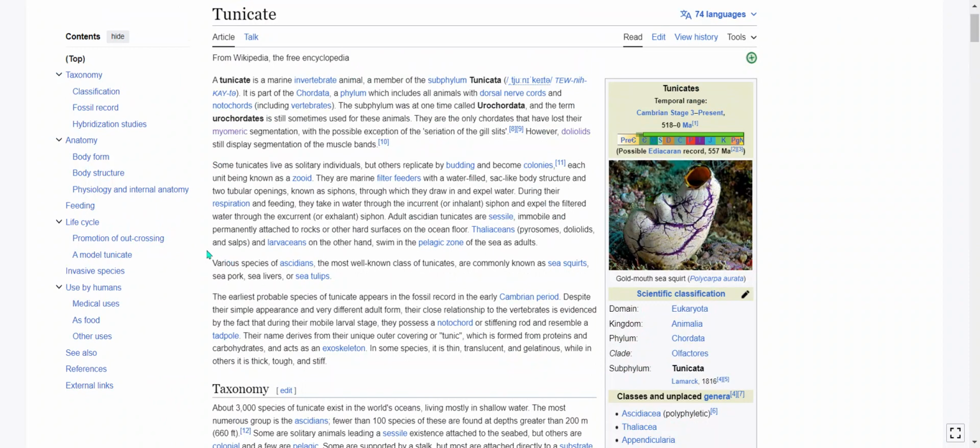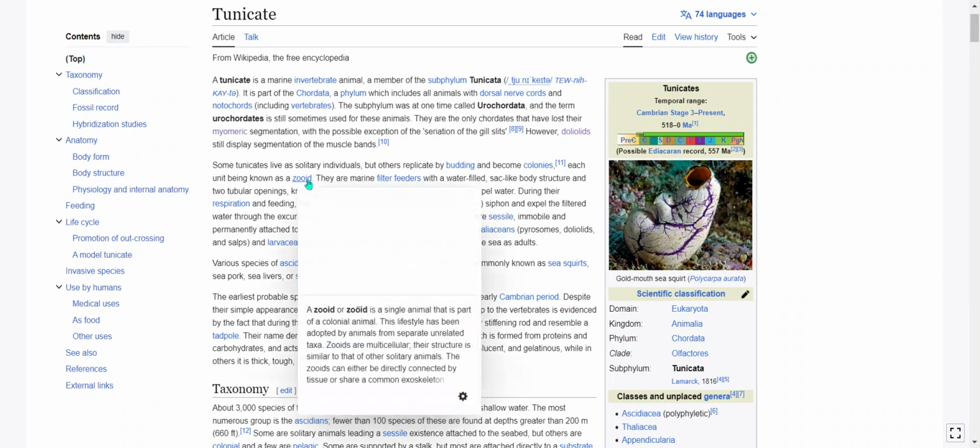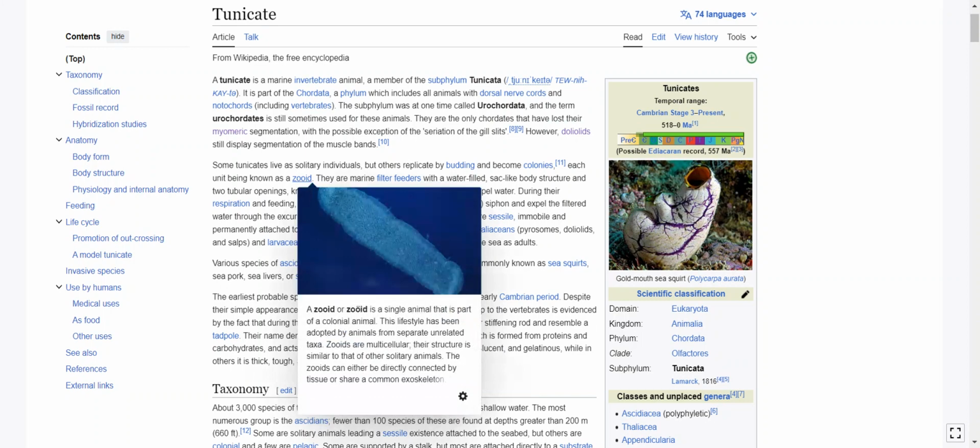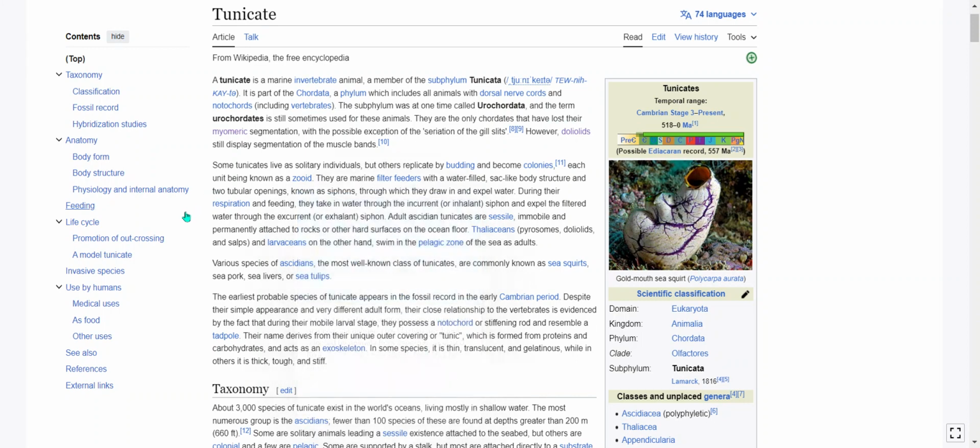Some tunicates live as solitary individuals, but others replicate by budding or become colonies, each unit being known as a zooid. I hope I say that right. A zooid is a single animal that is part of a colonial animal. The lifestyle has been adopted by animals from separate, unrelated taxa. Okay, we're not getting too far into that either. They are marine filter feeders. This is the tunicate.